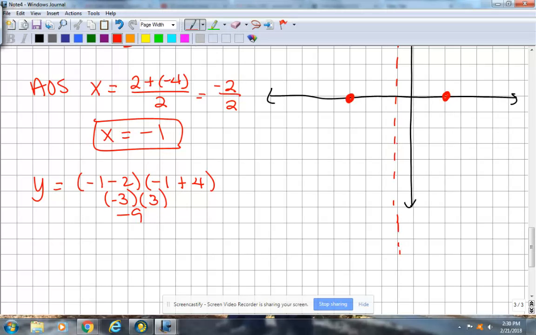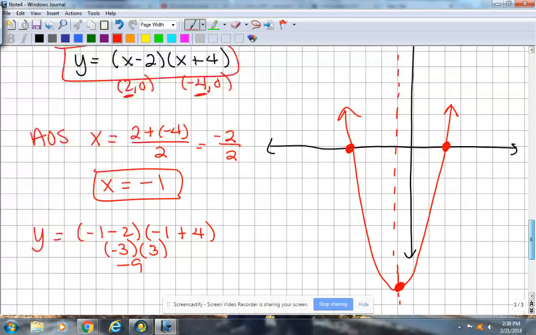1, 2, 3, 4, 5, 6, 7, 8, 9. Here it is, way down here. And then you just make those 3 points into a U. Mine's really crooked. The bigger my graph is, the more trouble I have making it pretty. It's easier for me to do on paper than it is on my screen.